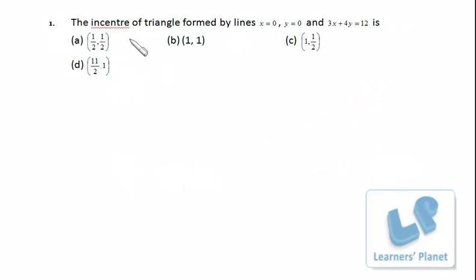The incenter of the triangle formed by the lines given. Now what we can do is, I just draw a neat diagram, just a moment. So this is the line y is equal to 0, this is the line x is equal to 0, and then I draw 3x plus 4y is equal to 12. So this is this line.